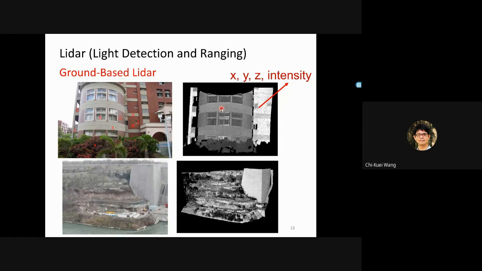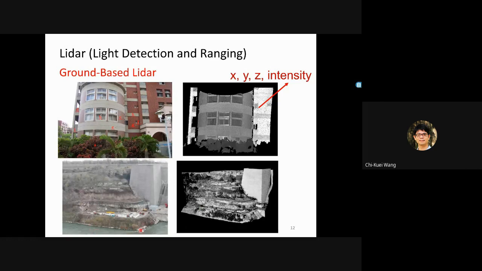Oh, by the way, sorry, I forgot to mention that laser scanners usually use infrared wavelengths. So the reflectance value in the near infrared is somewhat different from what we see in the visible range.